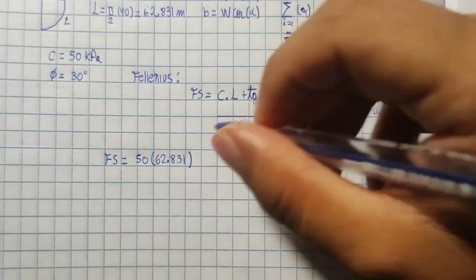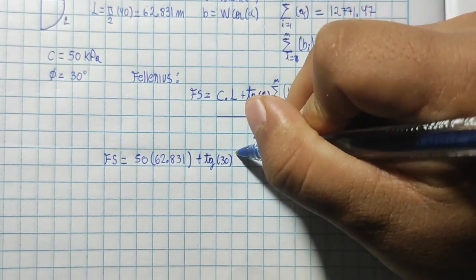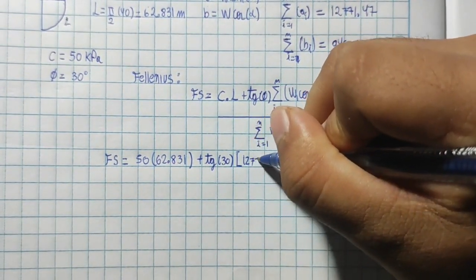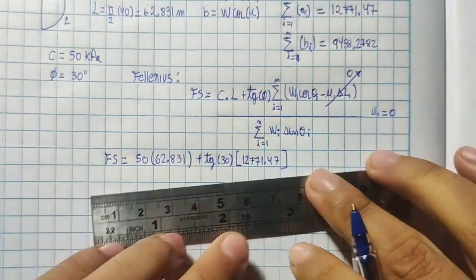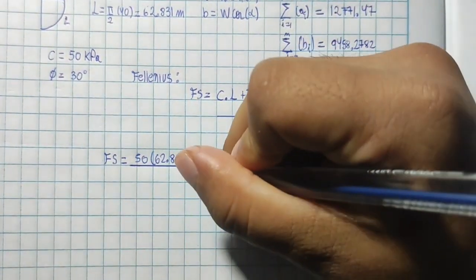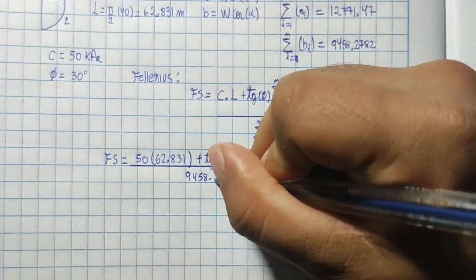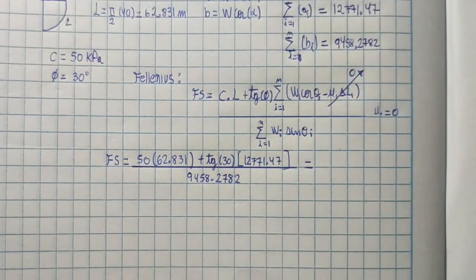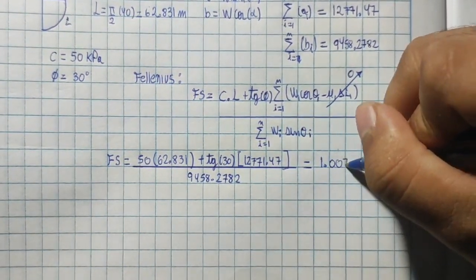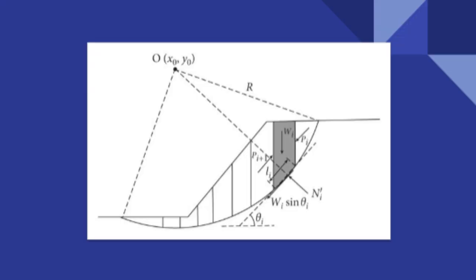Now, we can plug all the values in the Fellenius formula and find the factor of safety. As we can see, after plugging in our values in the formula, we obtain a factor of safety for the slope of 1.007. And that's how you apply the Fellenius method, step by step, to evaluate slope stability and to determine the factor of safety.